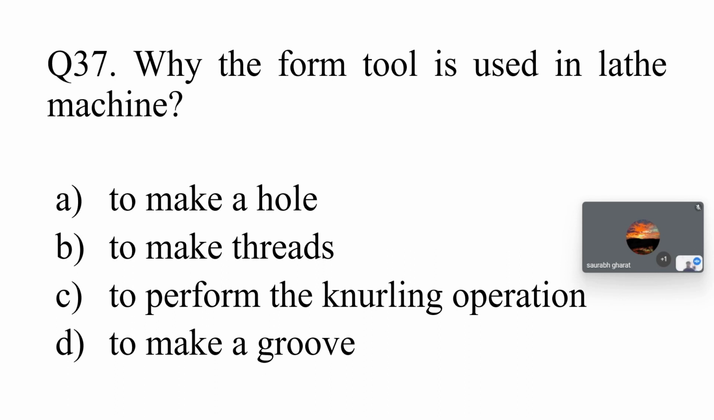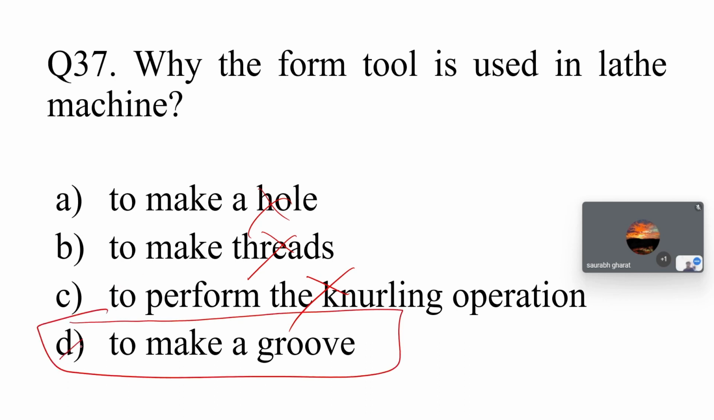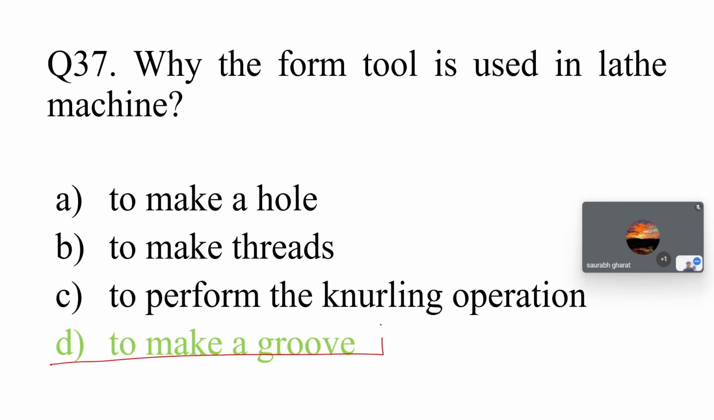So why is the form tool used in a lathe machine? To make holes, we have a drill bit. To make threads, we have a different turning tool. To make knurling, we have different tools. So to make grooves is the correct answer. Form tool is used to make grooves. You might see that in the video lectures. You can go through this video lecture and get the answer. To make a groove, we use a form tool.